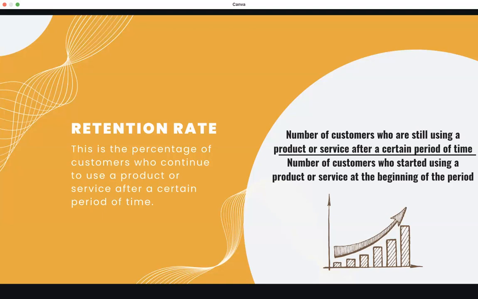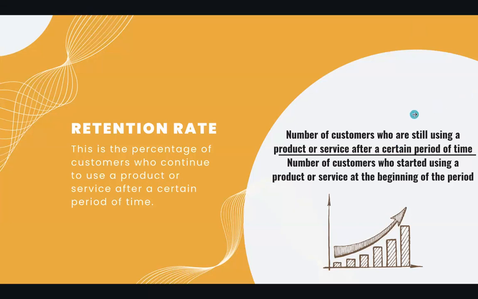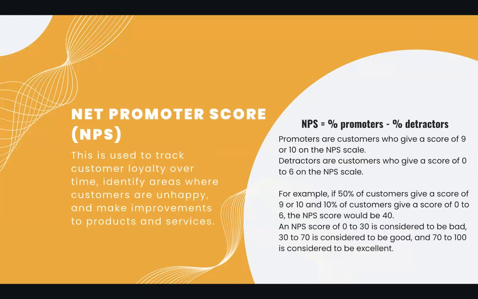You want to ensure that momentum does not stop, so that your retention rate is always more than your churn rate. Then the net promoter score. I feel like it's the big deal of KPIs and metrics, because you use this to track your customer loyalty, and it helps to identify where your customers are unhappy or happy about your product, and it would also help you see where you can make improvements to your product.